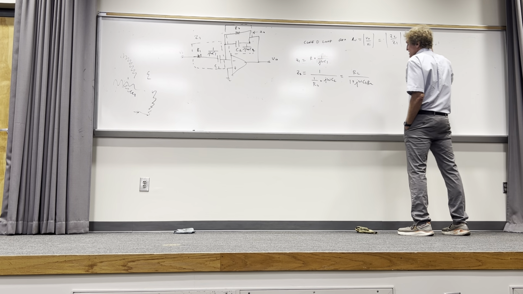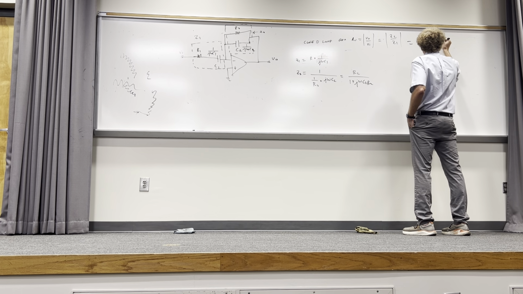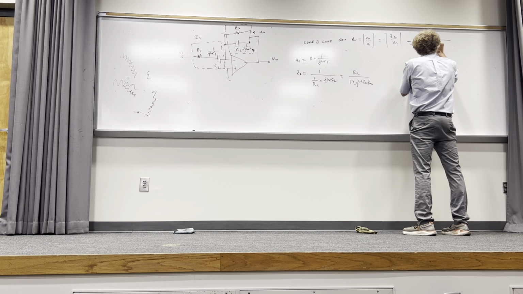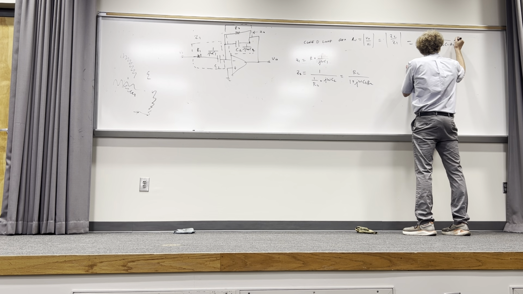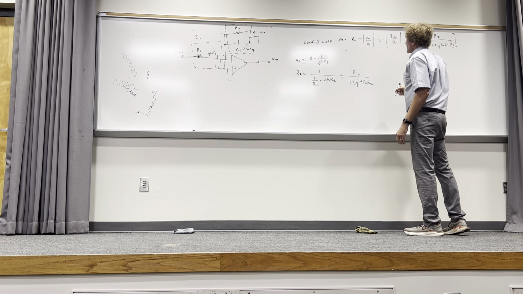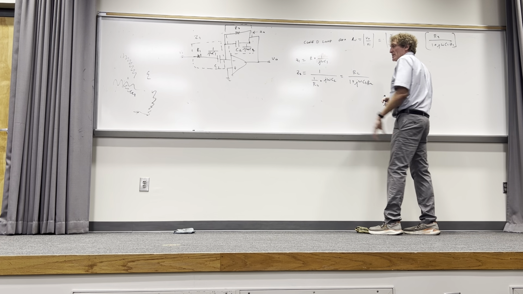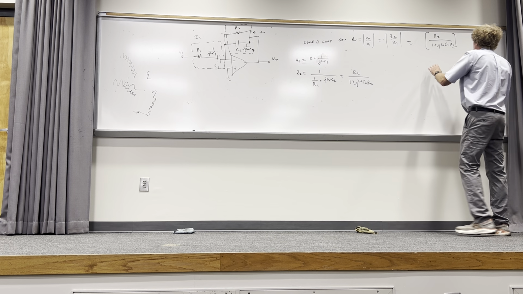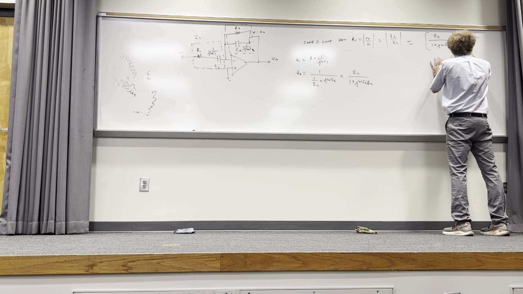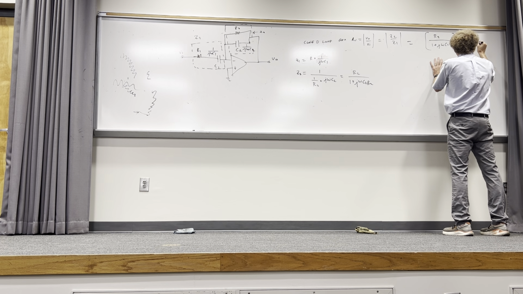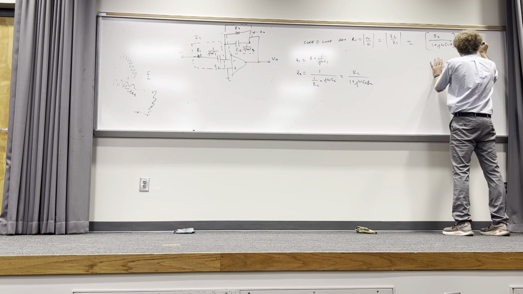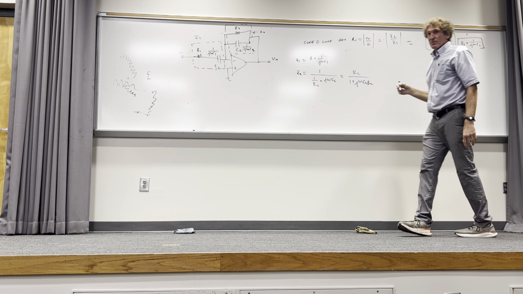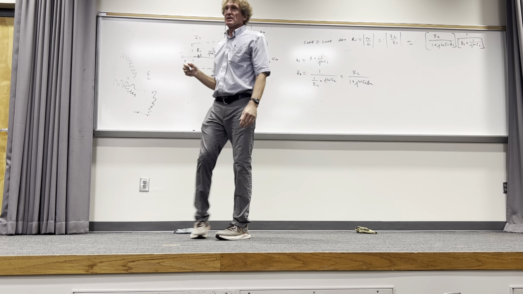So if I look at this, Z2 right here is going to be R2 over 1 plus J omega C2 R2, and it's divided by Z1. This is Z1. Follow me? All right, so Z1 is going to be divided by 1 over R1 plus 1 over J omega C1. Y'all agree with this? Maybe I should have done the next step right here.